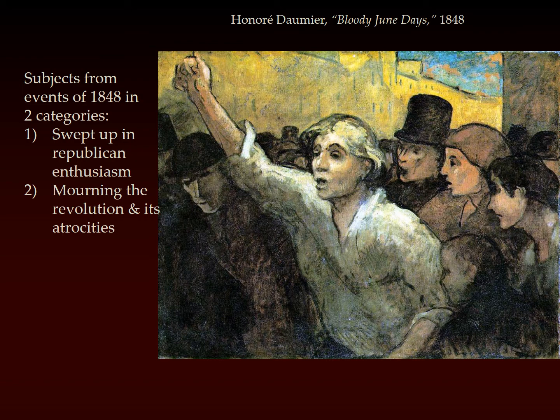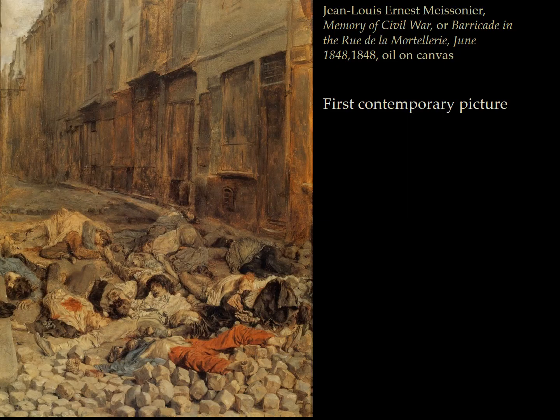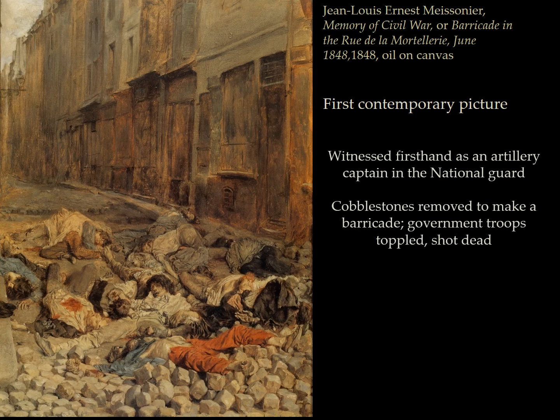The subjects of the events from 1848, for instance, would fall into two categories. One would be swept up in Republican enthusiasm, while the second would mourn the revolutionaries who had died and the atrocities that had occurred. The first contemporary picture can be seen here of these events, painted by a man who saw them firsthand, Jean-Louis Ernest Meissonier, in his Memory of Civil War of 1848. Here, he was serving as an artillery captain in the National Guard. The cobblestones, as you see in the foreground, had been removed to make a makeshift barricade. And the government troops had toppled it, shooting those rebels behind who had produced the barricade.